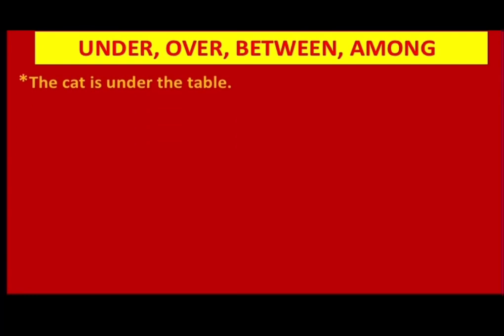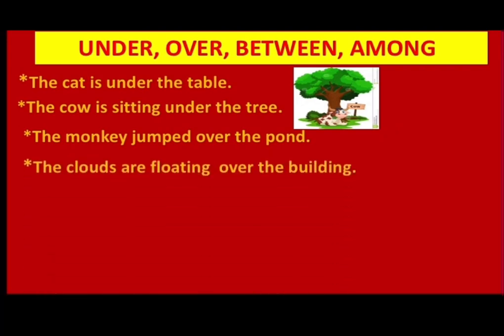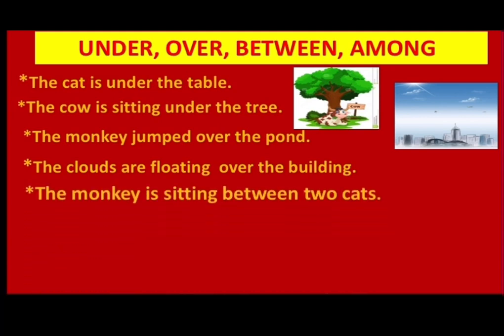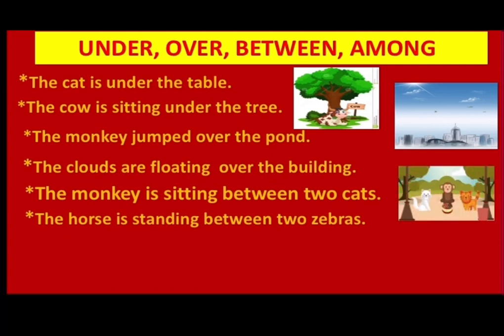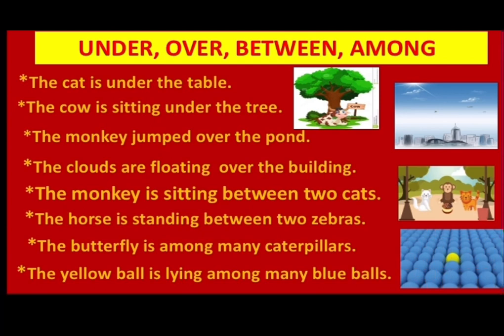Look at the example. The cat is under the table. The cow is sitting under the tree. The monkey jumped over the pond. The clouds are floating over the building. The monkey is sitting between two cats. The horse is standing between two zebras. The butterfly is among many caterpillars. The yellow ball is lying among many blue balls.